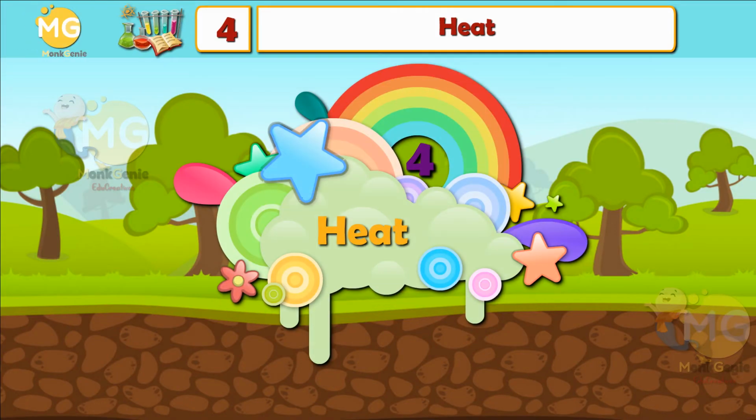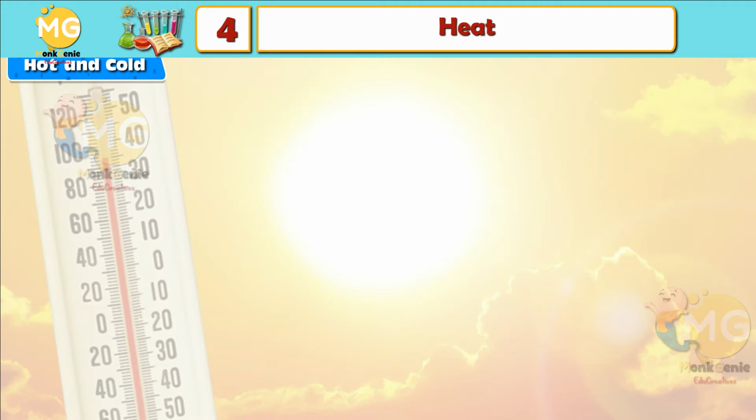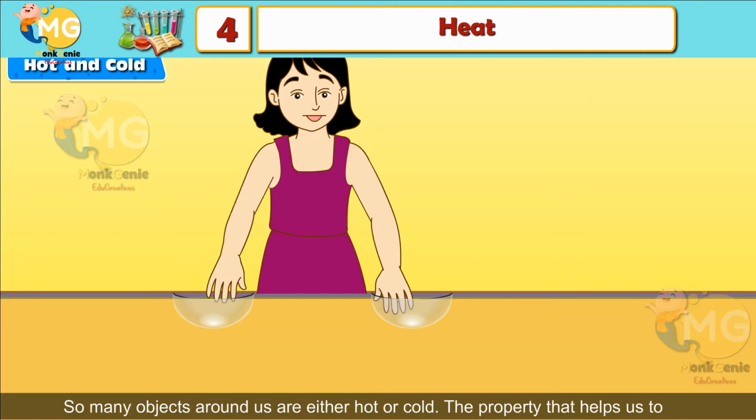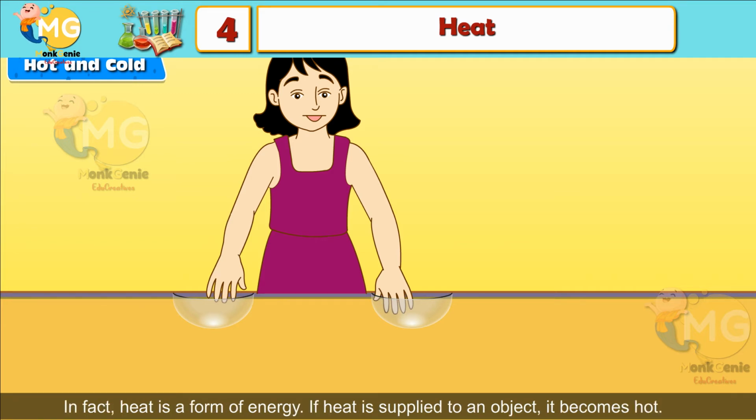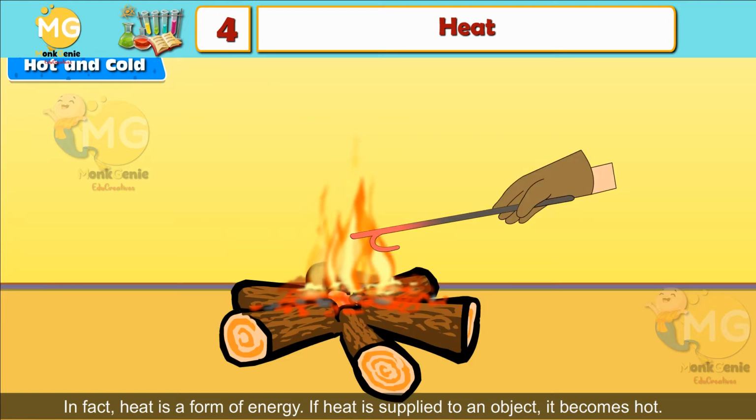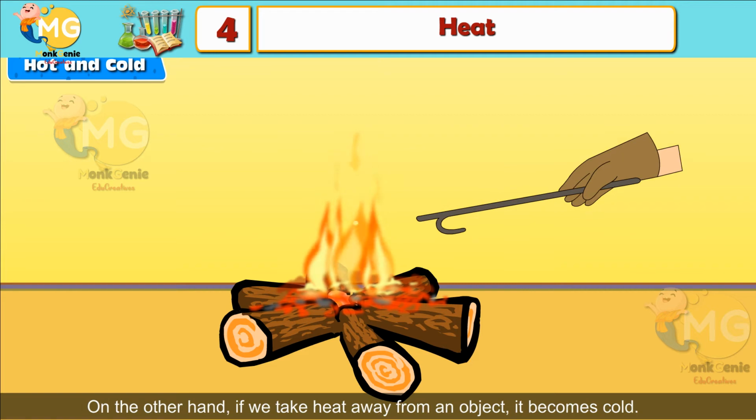Chapter 4. Heat. Hot and cold. So many objects around us are either hot or cold. The property that helps us to understand the difference between hot and cold objects is heat. In fact, heat is a form of energy. If heat is supplied to an object, it becomes hot. On the other hand, if we take away heat from an object, it becomes cold.